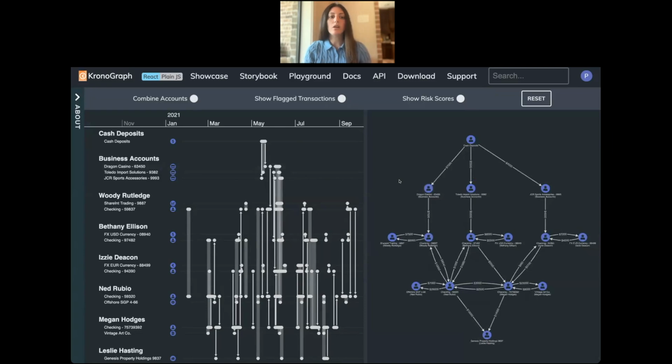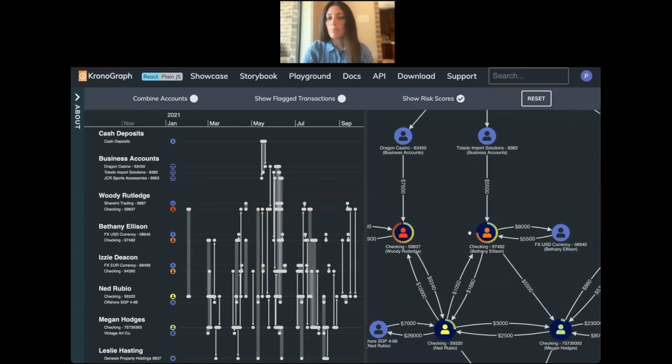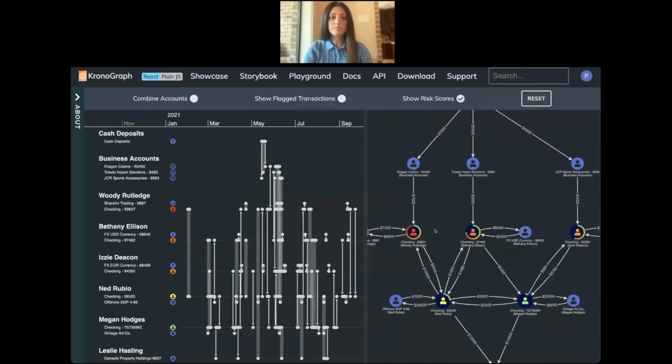So there's a few things you can do here. Anytime you're having a fraud investigation, alerts are a great way to narrow in and take away the noise. So for instance, if we show risk scores, we now can see the individuals with the highest risk score. If we zoom in right here, we can see that Woody Rutledge and Bethany Ellison have the highest risk score. So they're probably the people that we need to be investigating the most. As we highlight each individual, again, if you look to the left on the timeline analysis tool, Chronograph, you can see that those interactions are highlighted as well.